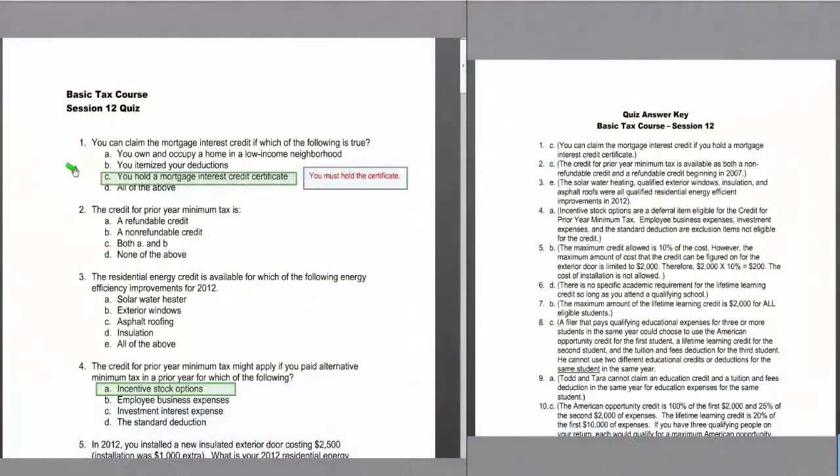We're going to begin Session 13 with a review of the Session 12 quiz. And we're going to begin right at the top on question number one. You can claim the mortgage interest credit if which of the following is true? A, you own and occupy a home in a low-income neighborhood. B, you itemize your deductions. C, you hold a mortgage interest credit certificate. Or D, all of the above.